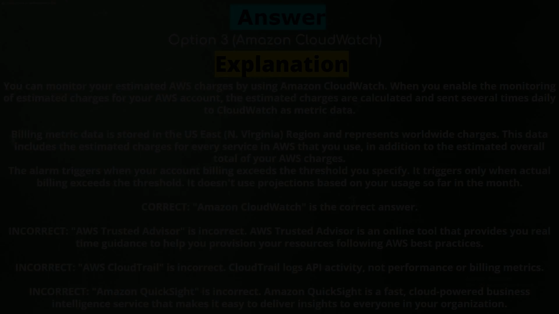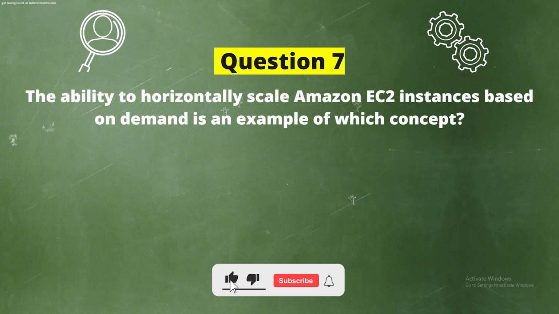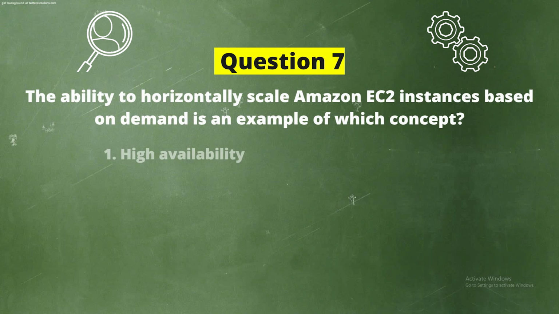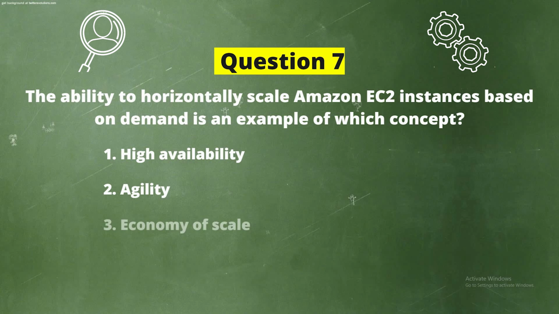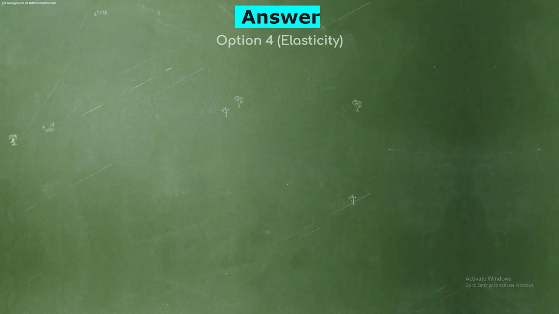Question 7. The ability to horizontally scale Amazon EC2 instances based on demand is an example of which concept? Now, the options are: Option 1. High availability. Option 2. Agility. Option 3. Economy of scale. Option 4. Elasticity. And the correct answer is option 4.